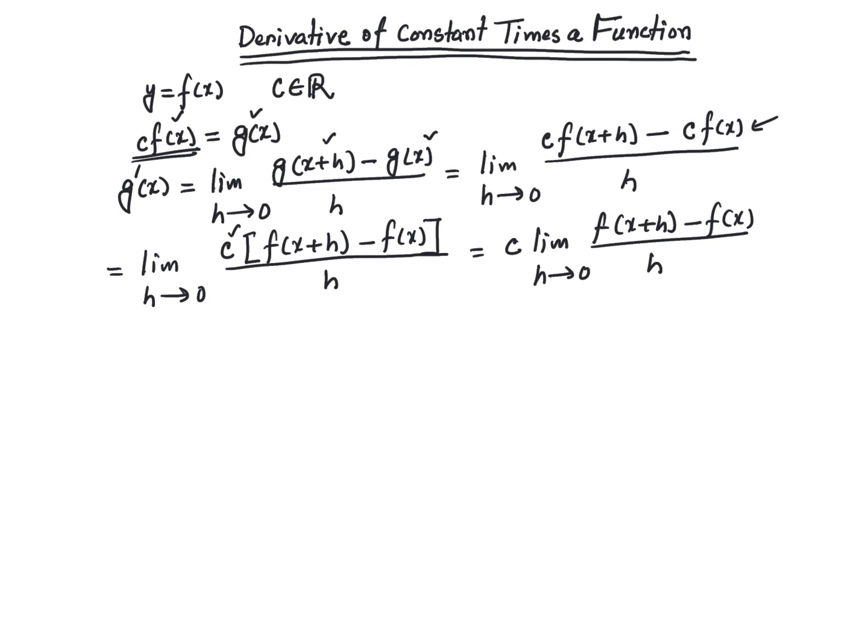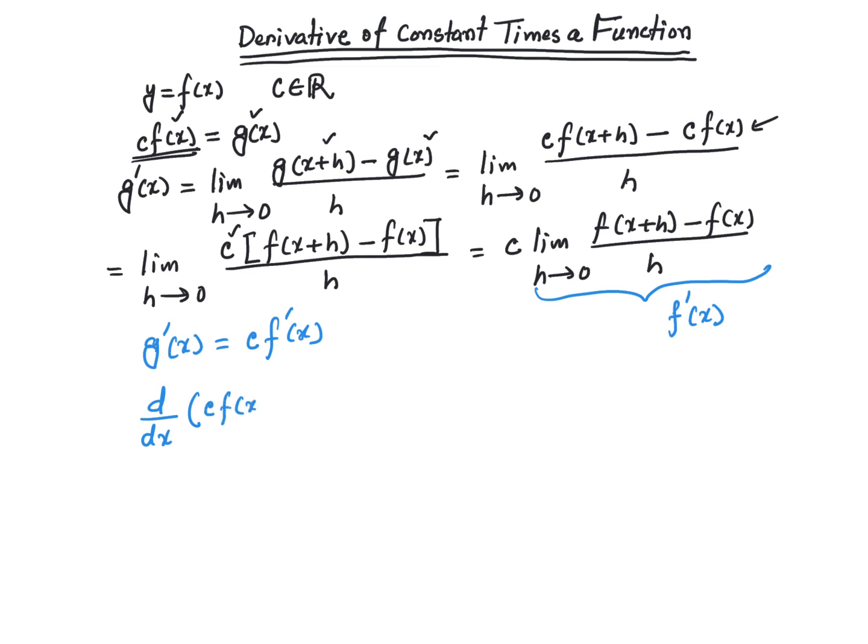But, by the way, please note that this is nothing but f prime of x, right? So the derivative of g of x or g prime of x, which is going to be equal to c times f prime of x. So that is to say that the derivative of c times f of x is nothing but c times the derivative of f with respect to x, which by the way is nothing but c times f prime of x.